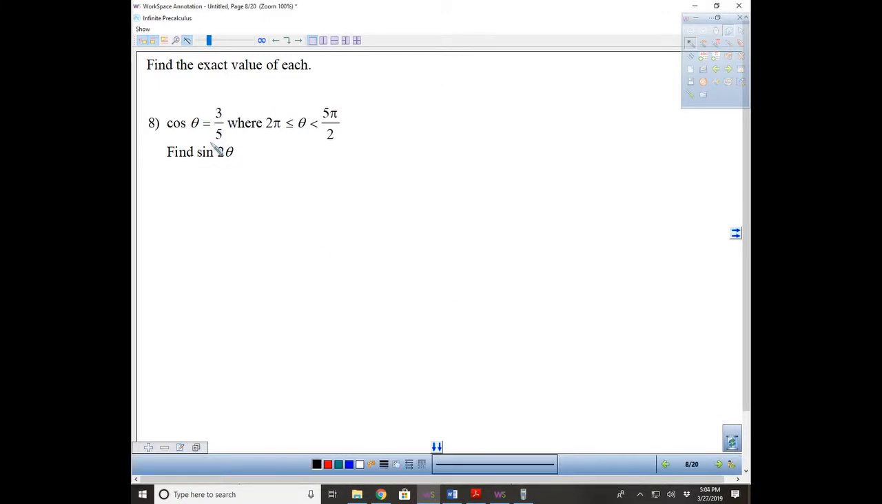Okay, on number 8. This says I am in between 2 pi and 5 pi over 2. So if you think about this, 2 pi is right here, so that means I would be in this quadrant. And this would be 1 pi over 2, 2 pi over 2, 3 pi over 2, 4 pi over 2, 5 pi over 2. Okay, this always tells you the first part of the quadrant and the end of the quadrant. Okay, and in that quadrant, everything is positive.